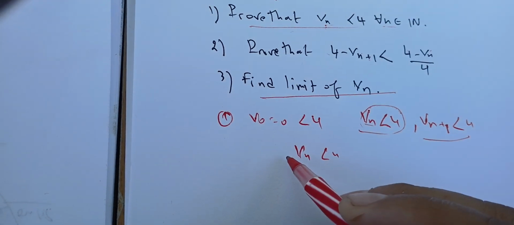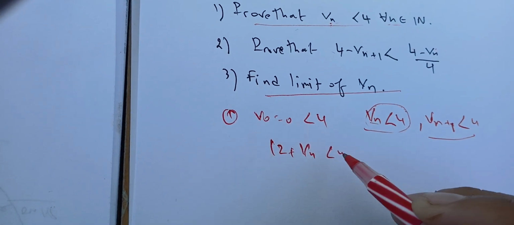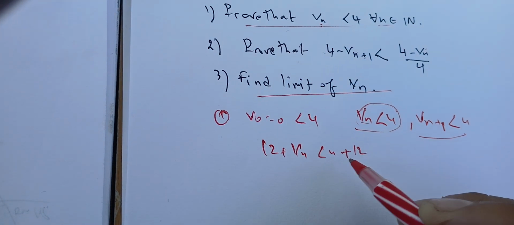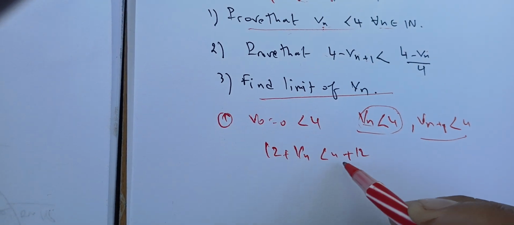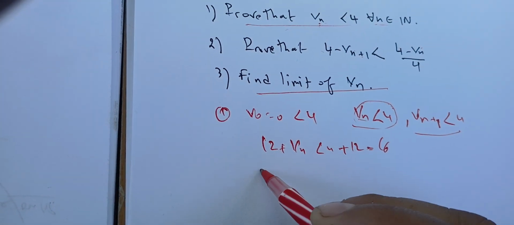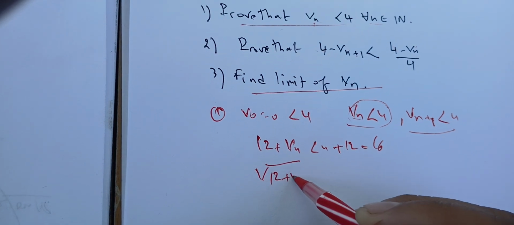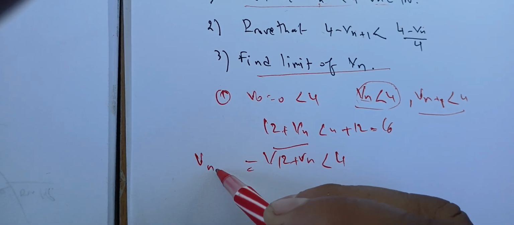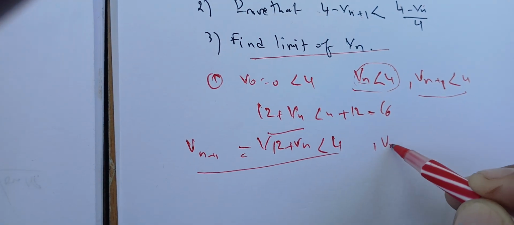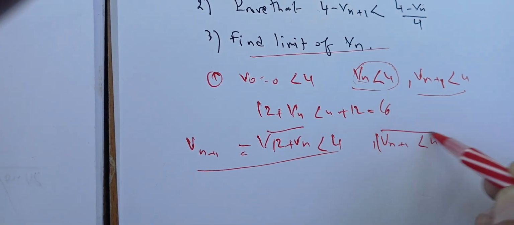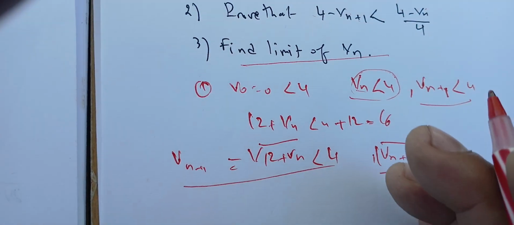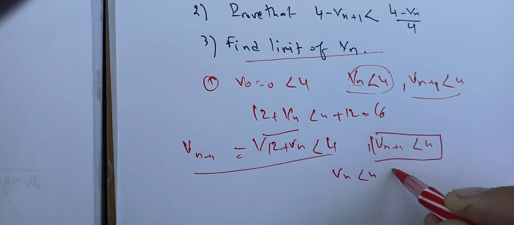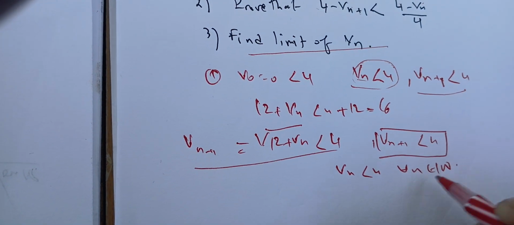So if we add 12 to both sides, we have 12 plus Vn is less than 4 plus 12, which is 16. We take the square root: the square root of 12 plus Vn is less than 4. And this is just Vn+1. This means that we proved that Vn+1 is less than 4. Therefore, according to the principle of mathematical induction, Vn is less than 4 for all n in N.